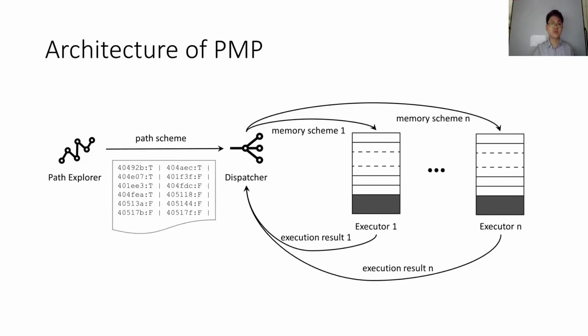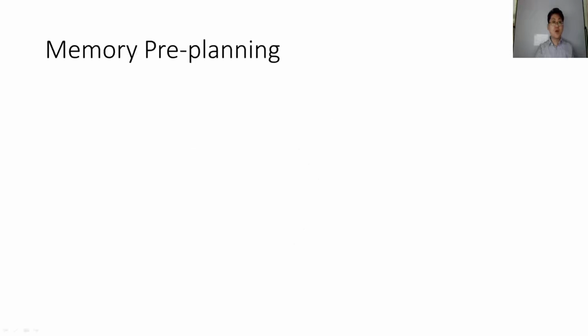The reason for having multiple memory schemas is to reduce the likelihood of coincidental address collisions. We go into details about the memory pre-planning.